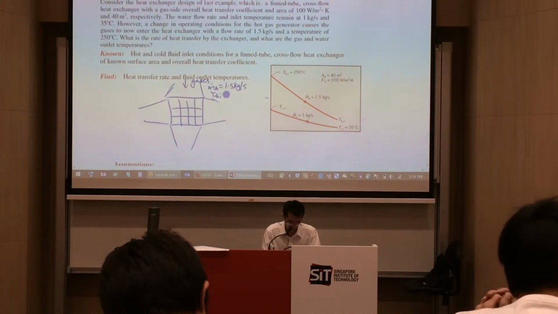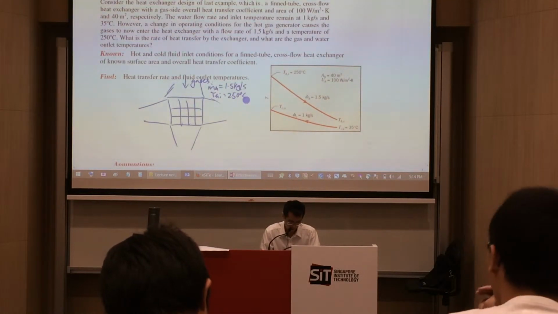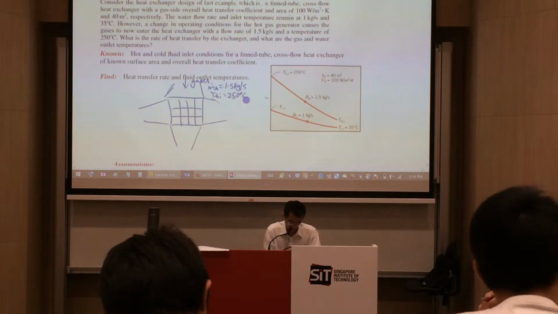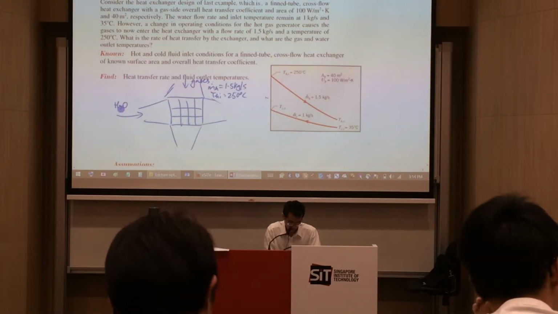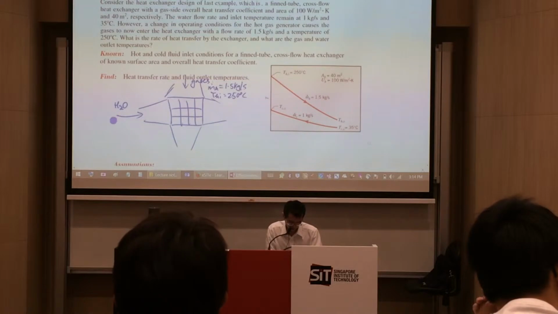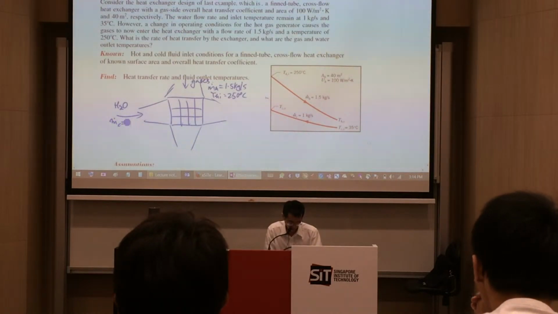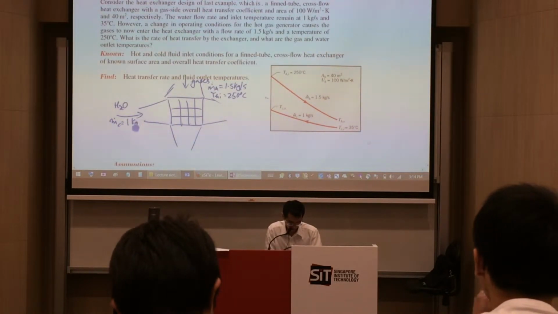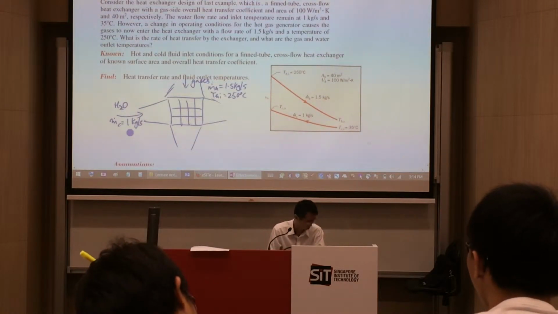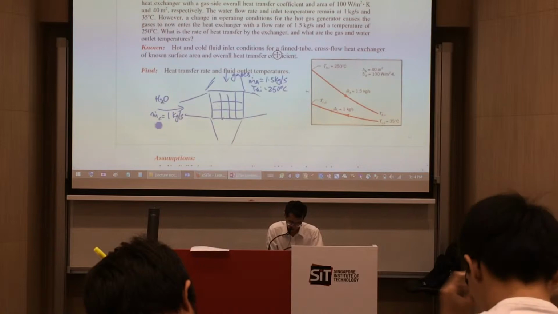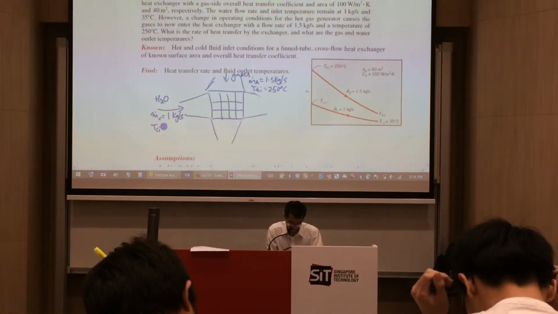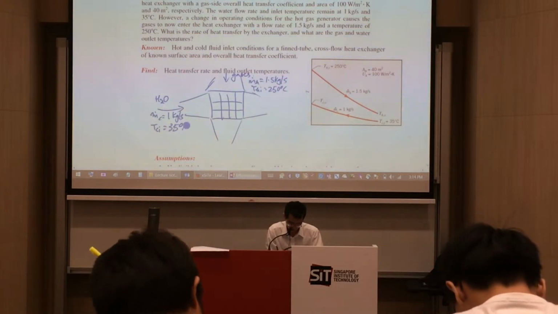The hot inlet temperature, that one would be 250 degrees Celsius. The fluid is going in, cool it down. Again, we're going to be using water. The mass flow rate for the cold fluid is 1 kilogram per second. And your cold inlet temperature is going to start at 35 degrees Celsius.